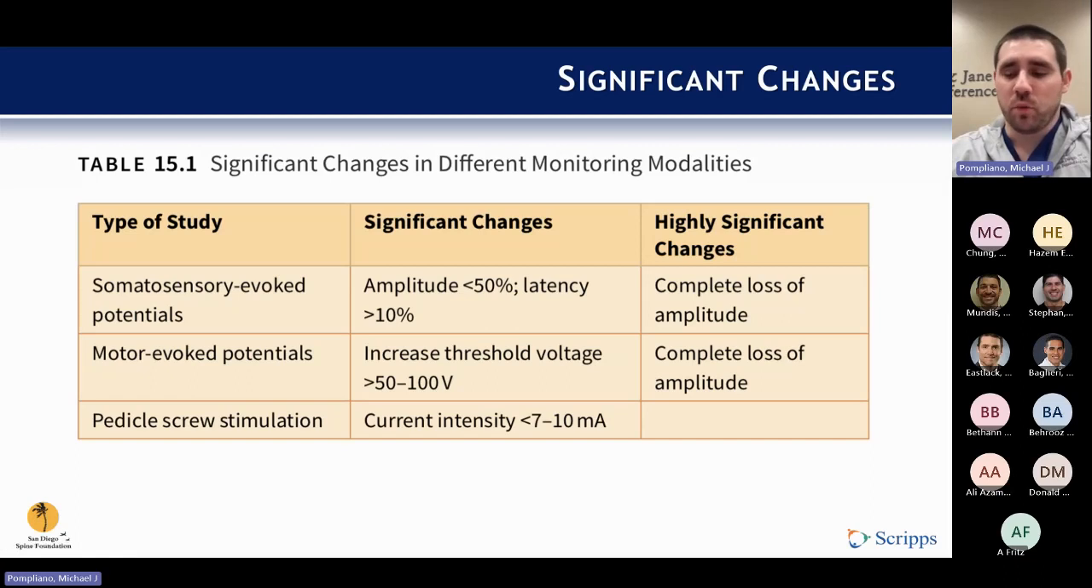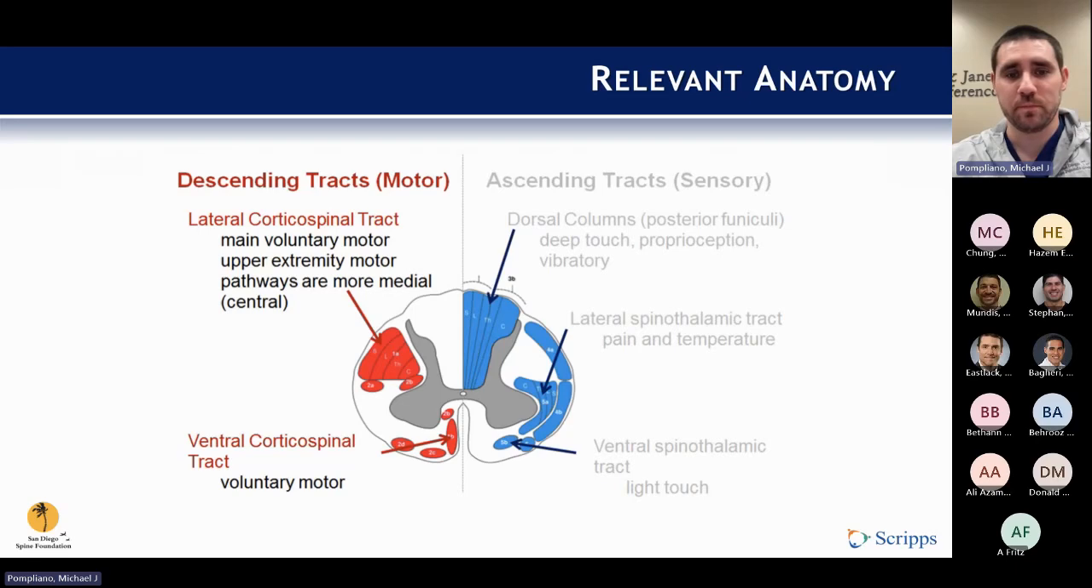Some of the ones we'll talk about: SSEPs, or somatosensory evoked potentials. Typically, significant change there, just for reference as we go forward, is an amplitude change of 50% or a latency change of greater than 10%. So a decrease of 50% or an elongation of 10% in time. And then motor evoked potentials, a little controversial, but increasing the threshold by 50 to 100 volts. And we'll go over triggered EMGs as well, just for context moving forward.